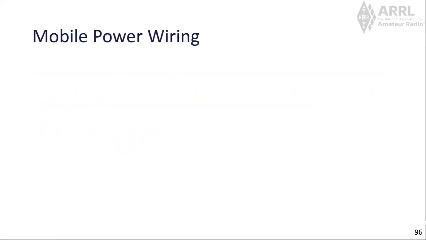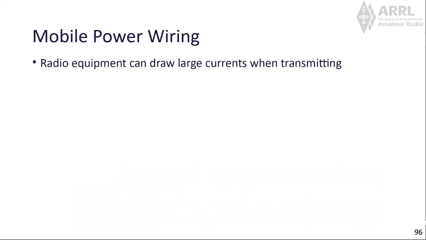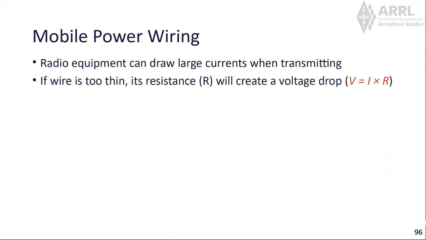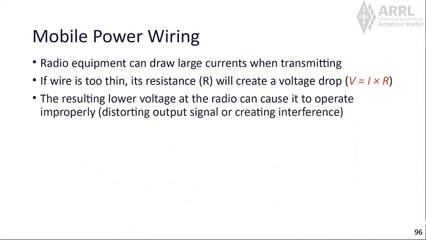Mobile power wiring. Radio equipment can draw large currents when transmitting. If the wire's too thin, its resistance, the R, will create a voltage drop of current times resistance. The resulting lower voltage at the radio causes it to operate improperly, maybe distorting your output signal or creating interference. It can do one or both.